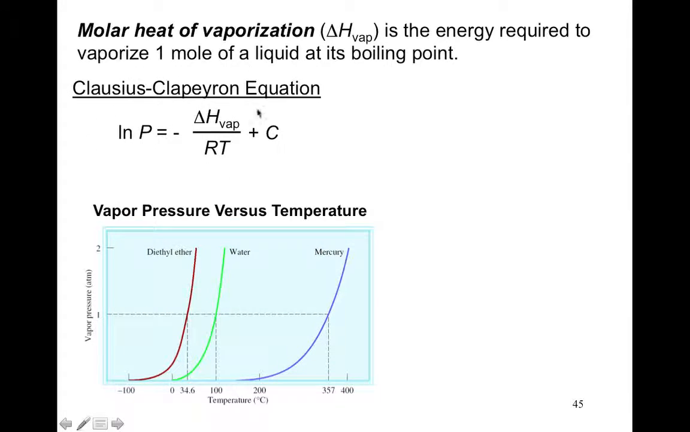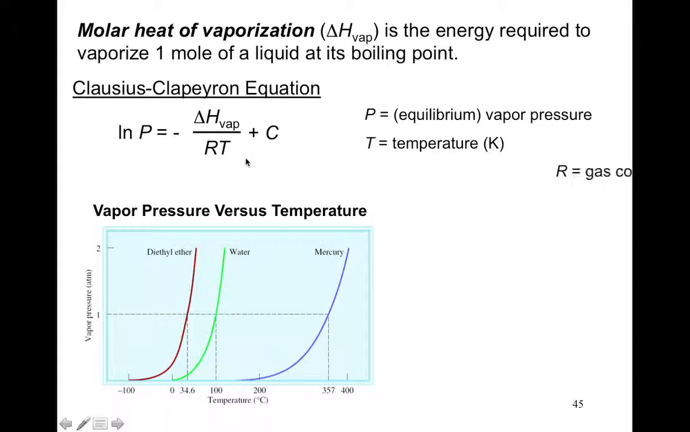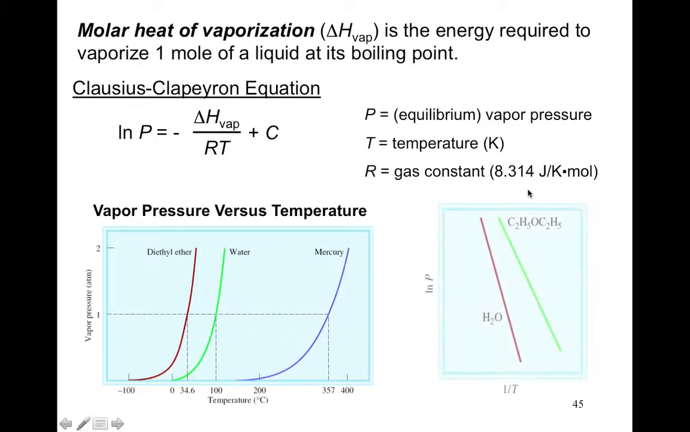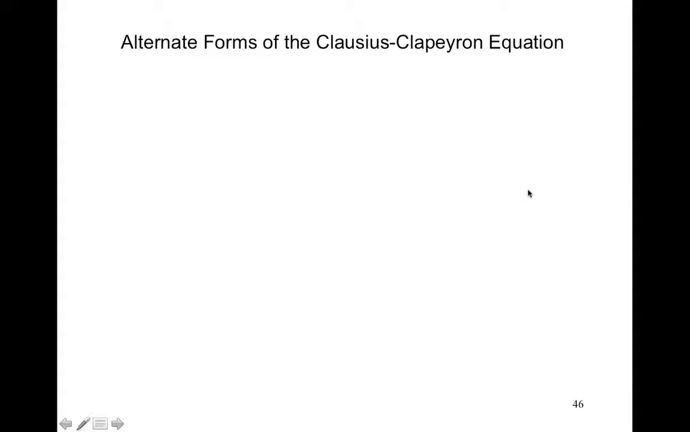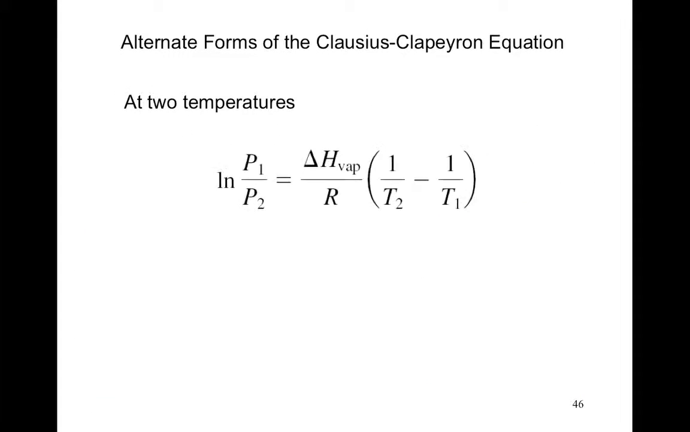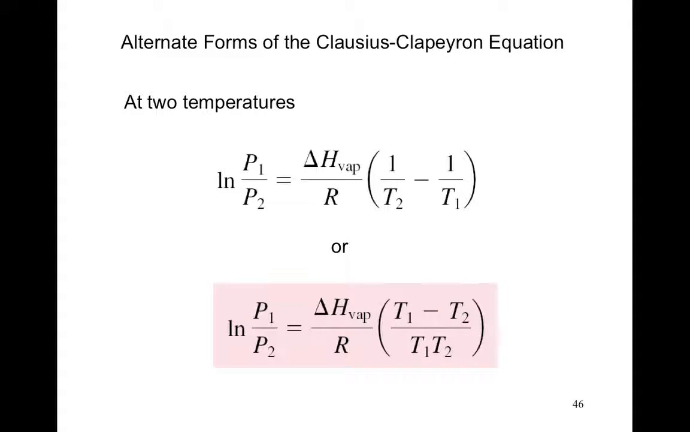Here's another equation, the Clausius-Clapeyron equation. It's not something we're going to use very often, but if you used it, it's the natural log of P, where P is equilibrium vapor pressure, T is temperature in Kelvin, which is what you want to default to with gases, and R is the gas constant. So, a few alternate forms of the equation: you can solve it for 2 different temperatures. And there it is. Boiling point.